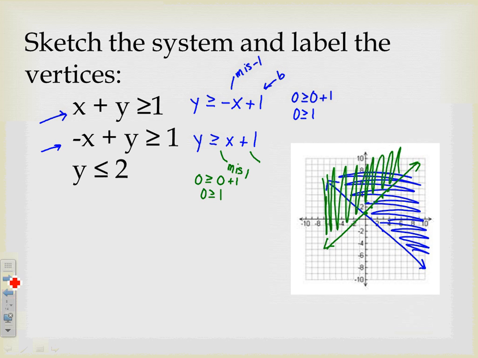My final line to graph is y less than or equal to 2. My y equals 2 line is right here.